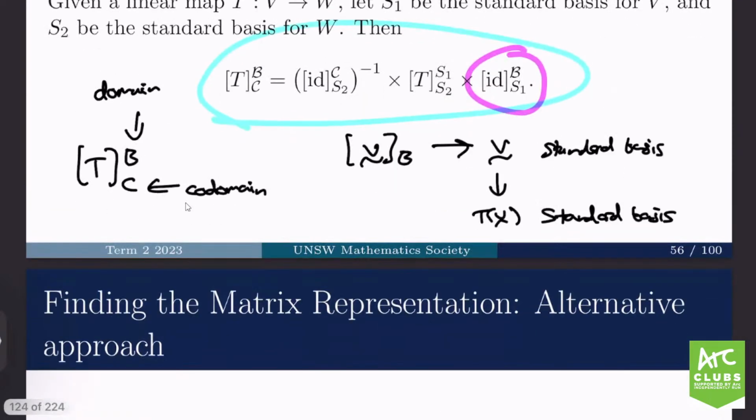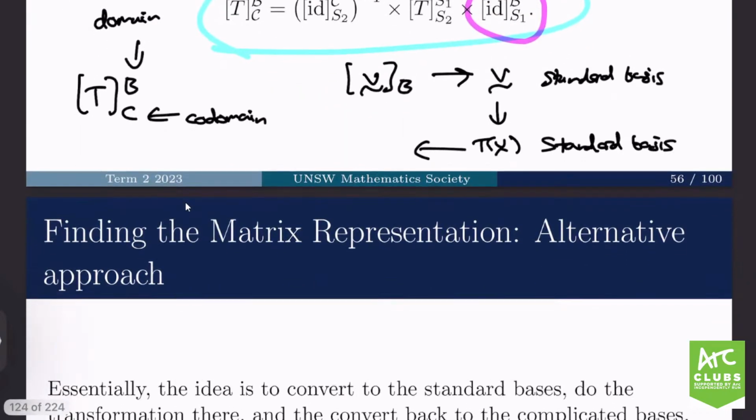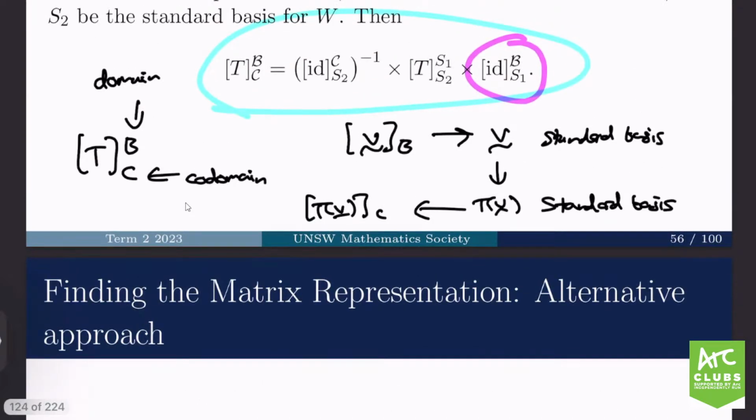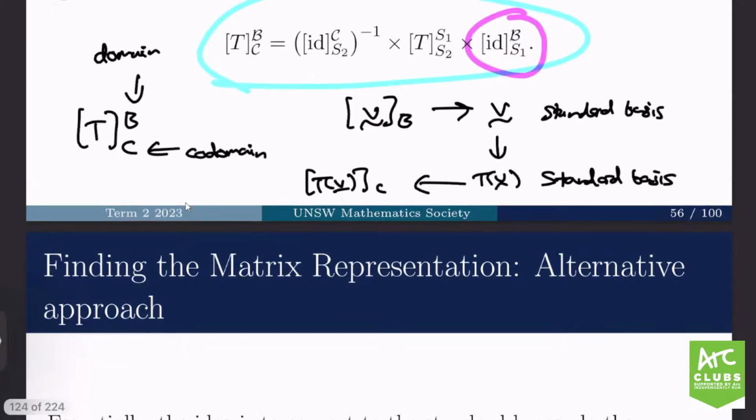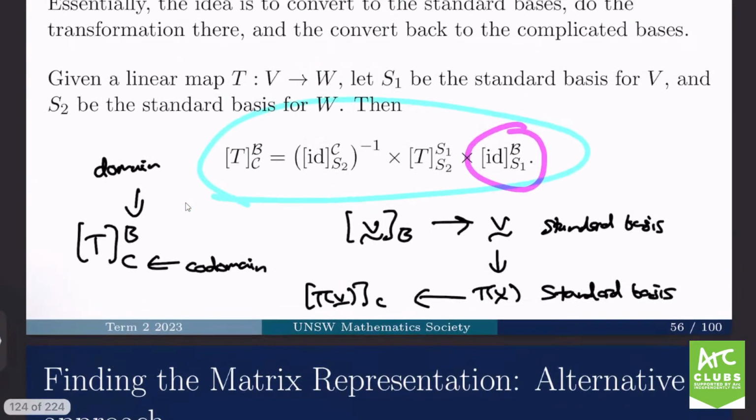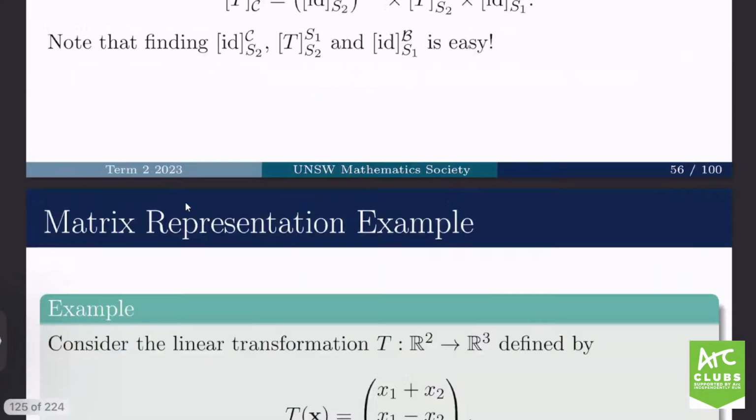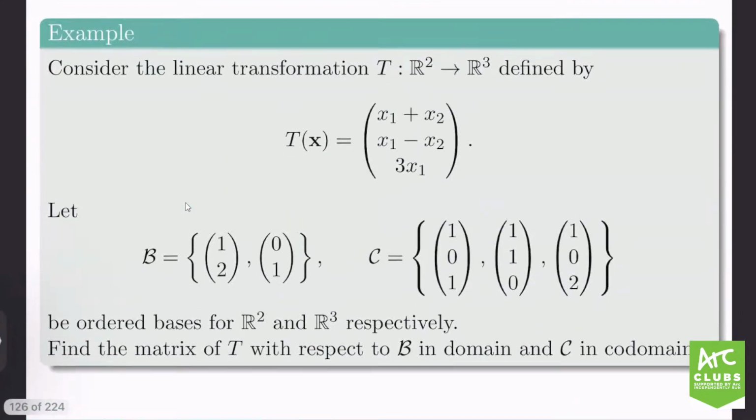And then once I've got T of V written with respect to the standard basis in the codomain, I now want to write T of V with respect to the basis C in the codomain, okay? Because the whole idea was I wanted to find the linear transformation with respect to B and C, okay? So I'm going from B to the standard basis, applying the linear transformation, and then going from that to the basis C, okay? And this whole process is represented using this equation here. So we'll jump into an example to make it clear.